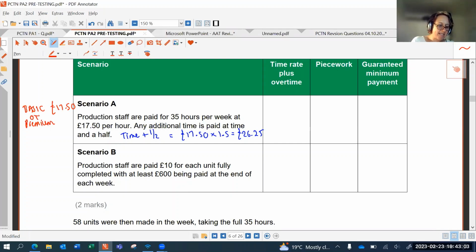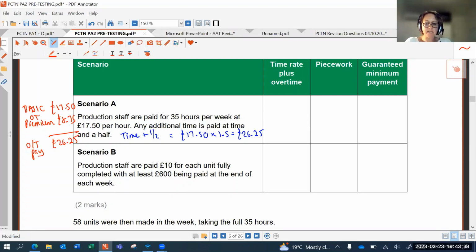The premium is the extra 50%. So £17.50, the extra 50% is the extra £8.75. So they do get £26.25 altogether in overtime pay, but it's made up of 2 parts, their basic or normal portion, and then their overtime premium. I'm just stressing that because other questions that we might see, and I've got another one for us to look at after this, might want us to split that pay into those 2 components.